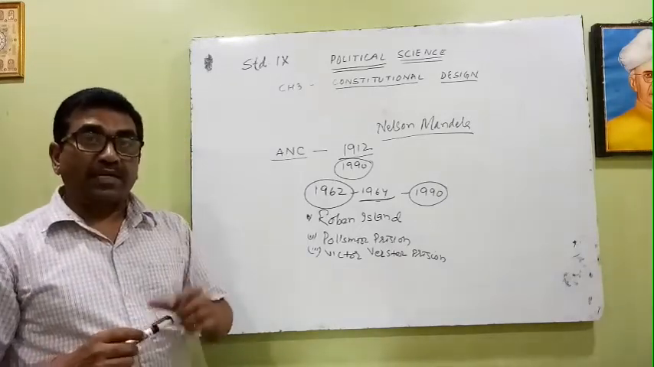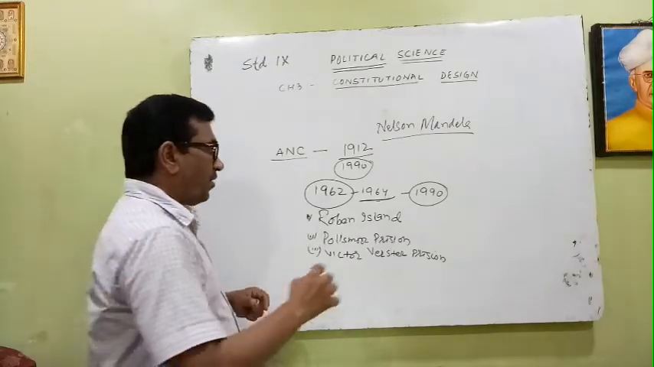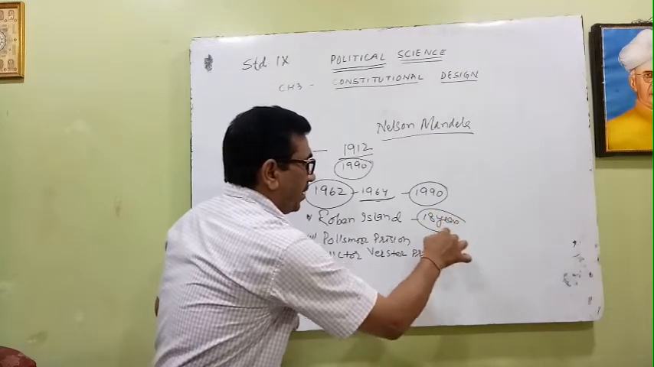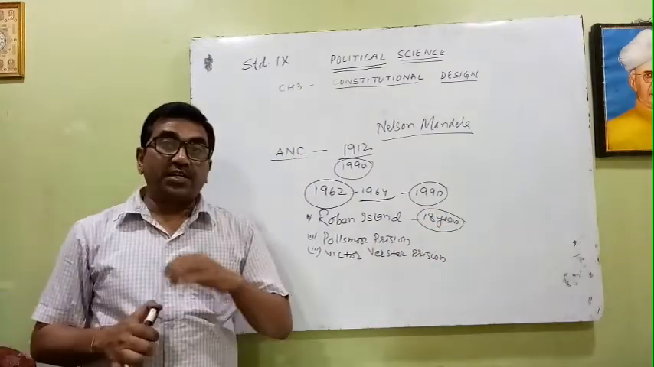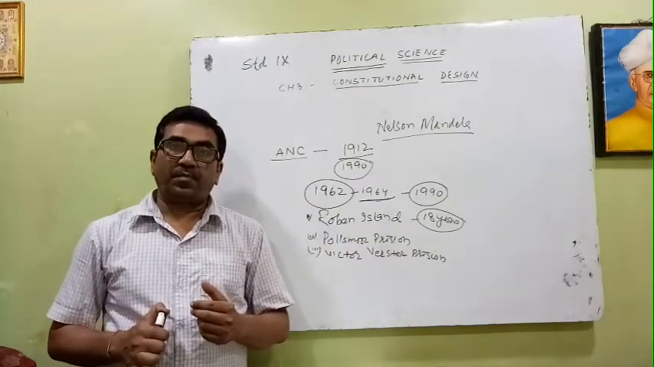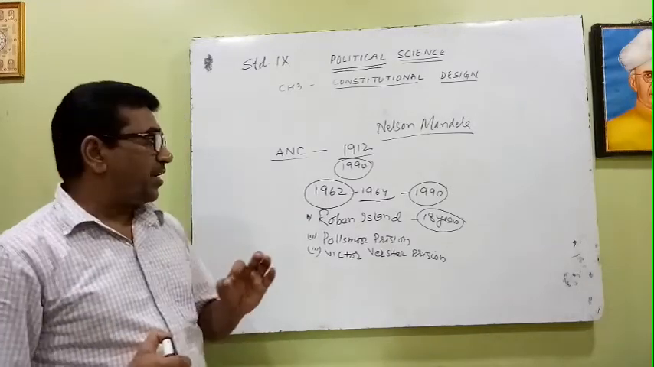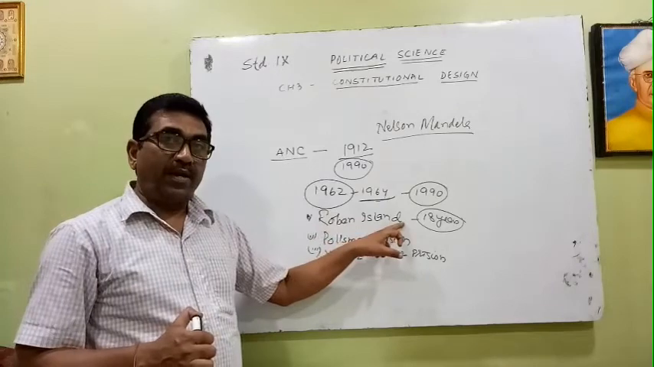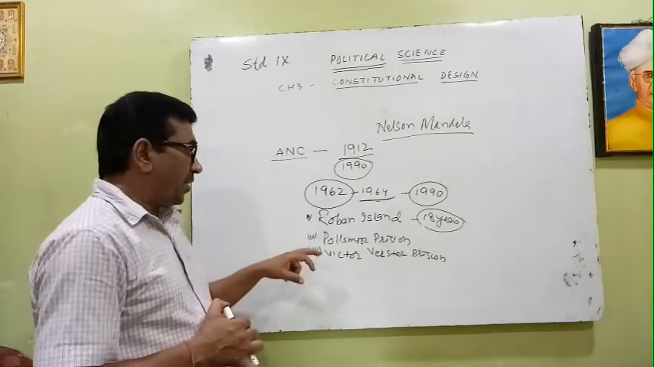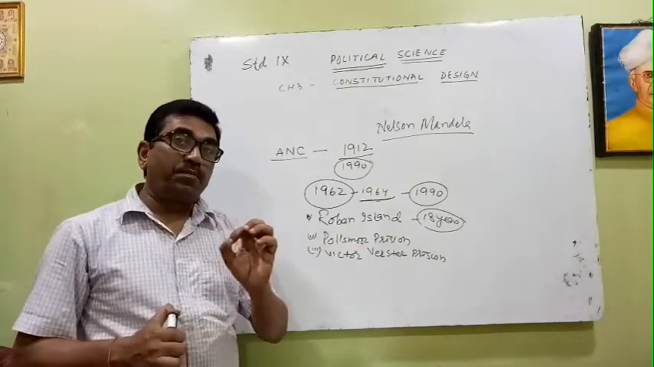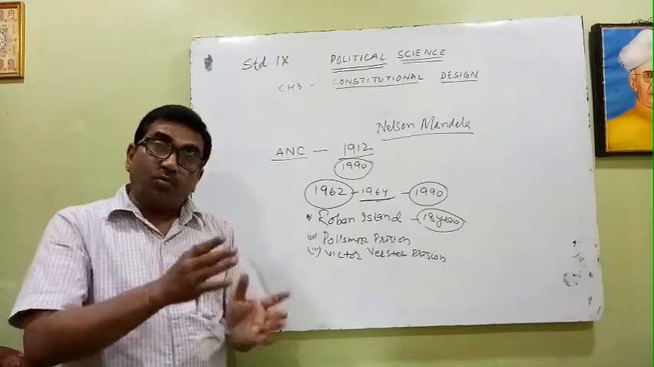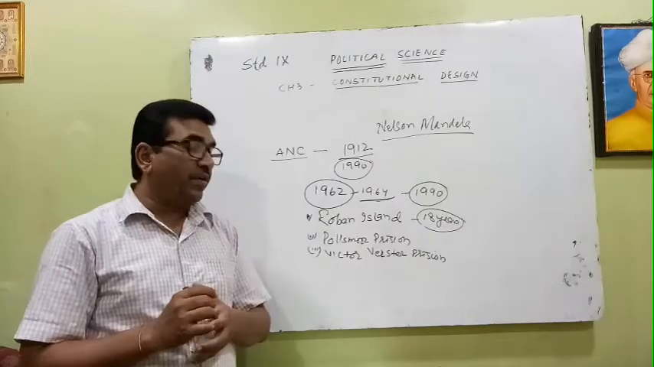Out of this, he spent 18 years in the most dreaded jail of South Africa, Robben Island. It was one of the most dreaded jails of South Africa, where he spent 18 years. Then he was shifted to Pollsmoor prison. He stayed there for some time as well. After that he was shifted again. It was Victor Verster prison.